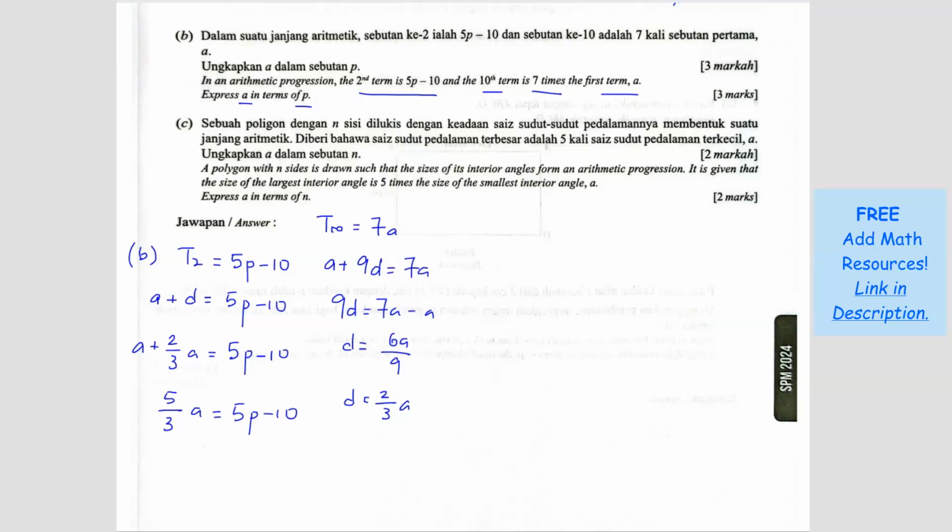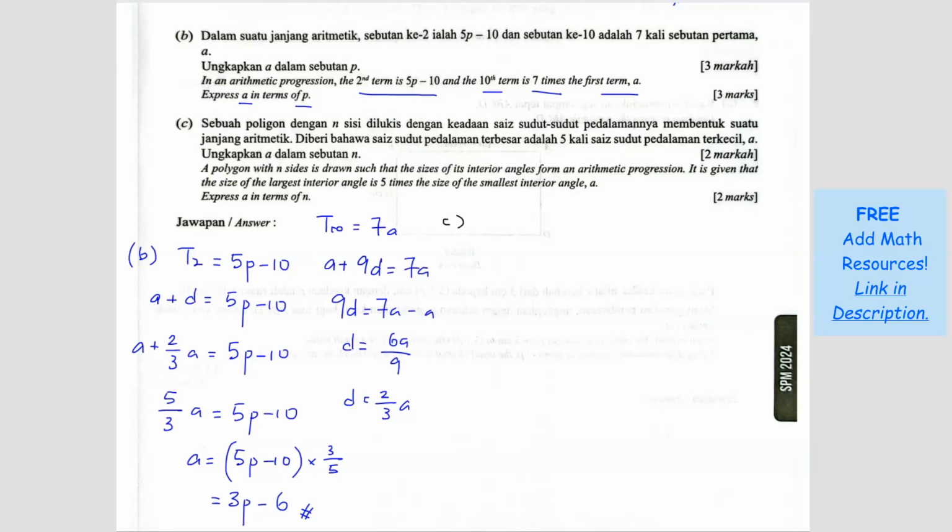So we are looking to make A the subject, right? So A equals 5p minus 10 times, I bring the 5 over 3 across, so I get 3 over 5 times 3 over 5. So you simplify this, you expand this, you get 3p minus 6. So that's your answer for A. Okay, that you're expressing A.